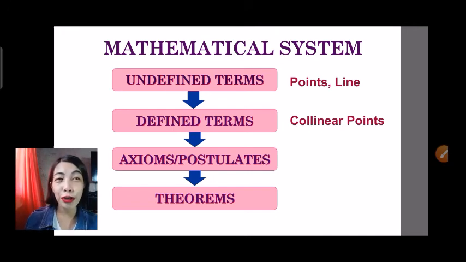So, for example, may knowledge tayo sa point and line, and then we can build a defined term or definition such as collinear points, because collinear points are points that lie on the same line. Yun yung definition ng collinear points. So, paano ibigay yung definition ng collinear points kung wala tayong knowledge about points and line? So, ginamit yung properties or characteristic about the points and line, and nabuo yung definition of the collinear points. So, connected yung defined terms natin kay undefined terms. So, yun yung nagiging flow ng ating mathematical system.